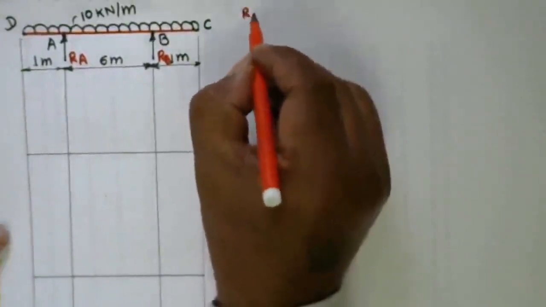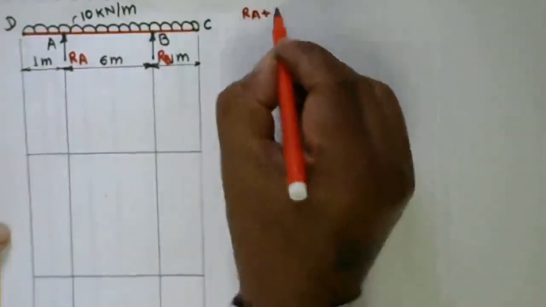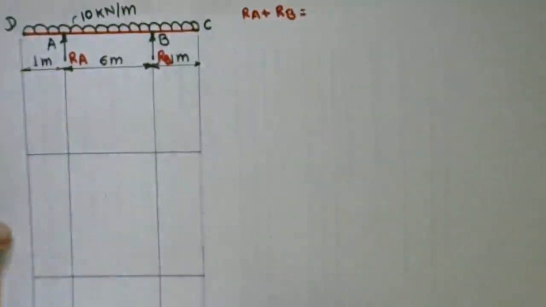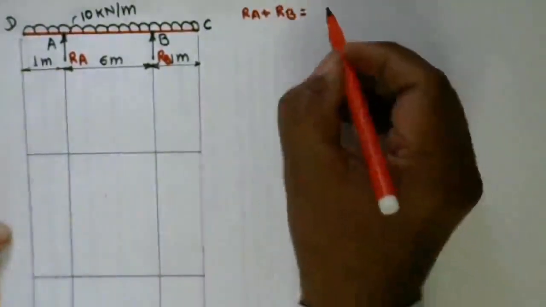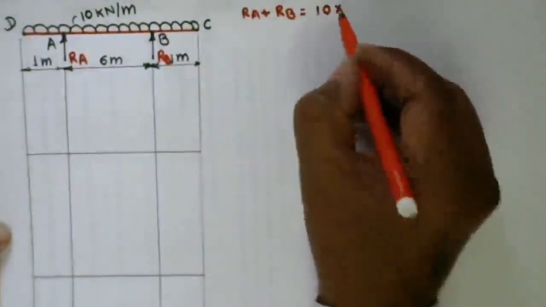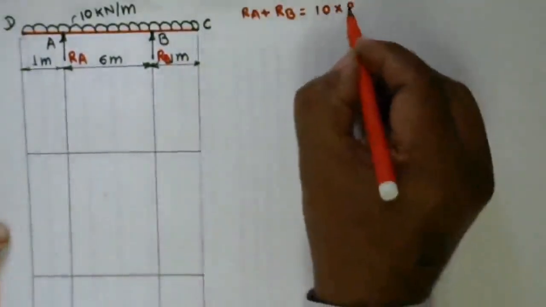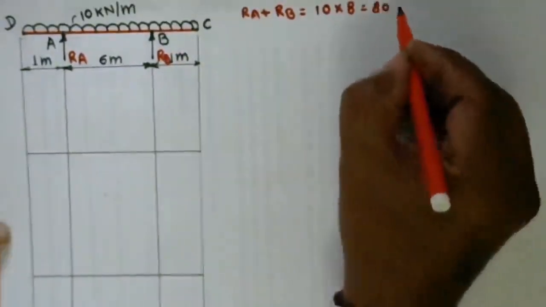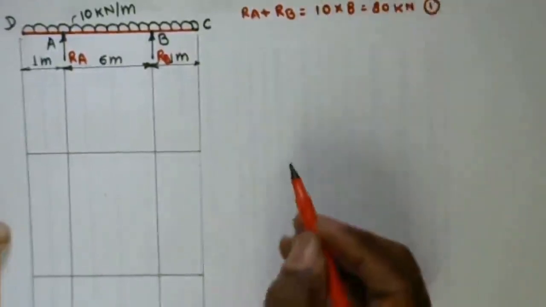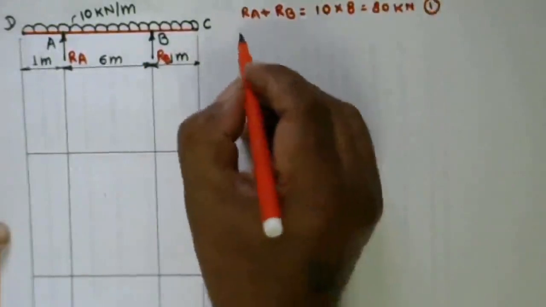So RA plus RB, the upward forces, is equal to the downward forces. That means the downward force is only the UDL; the rate is given as 10 kilonewton per meter and the span is 8 meters, so it becomes 80 kilonewton, say equation number 1. Now take the moments about point A or B.